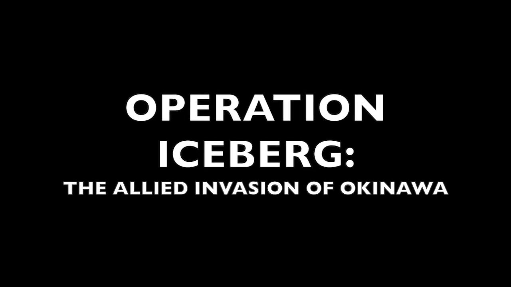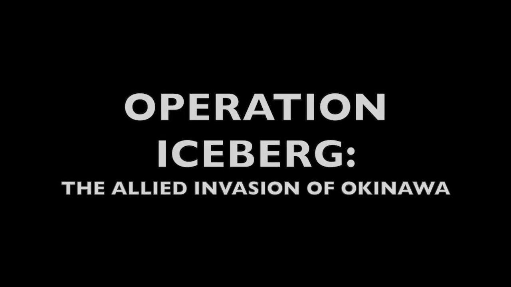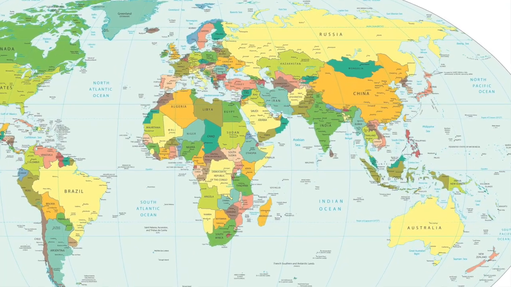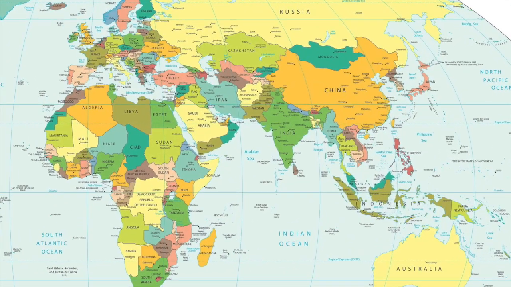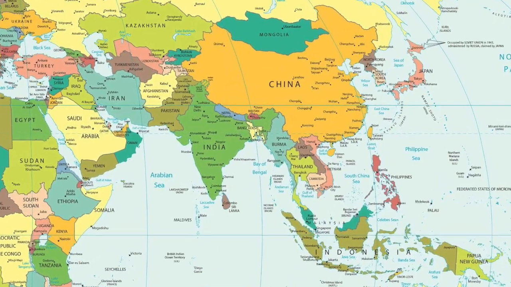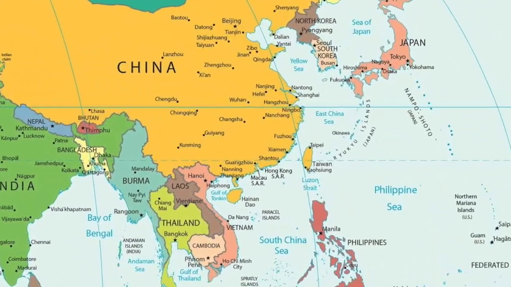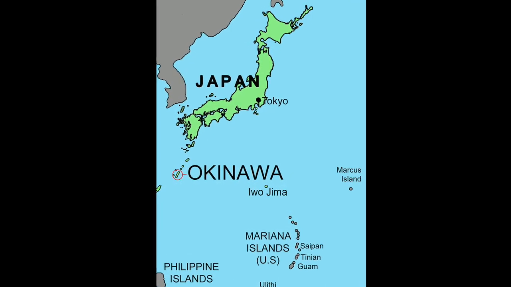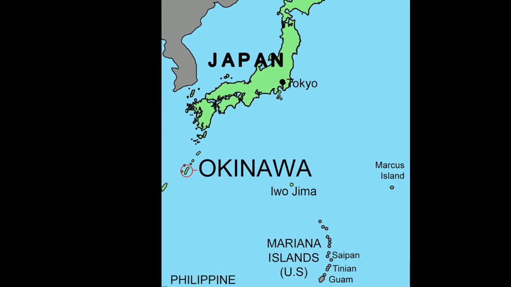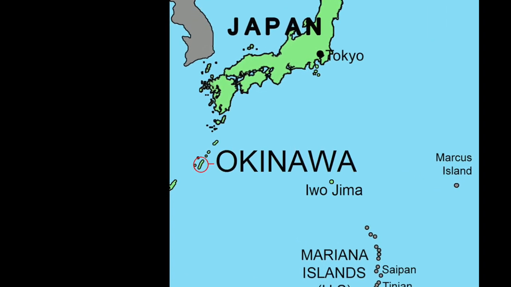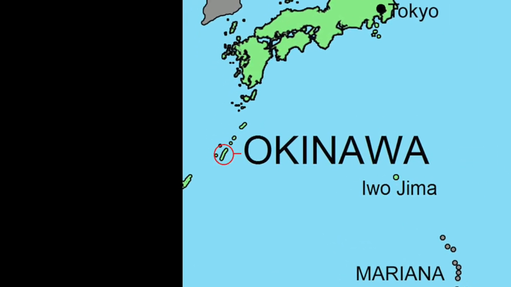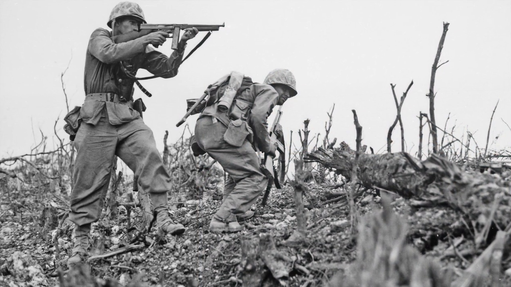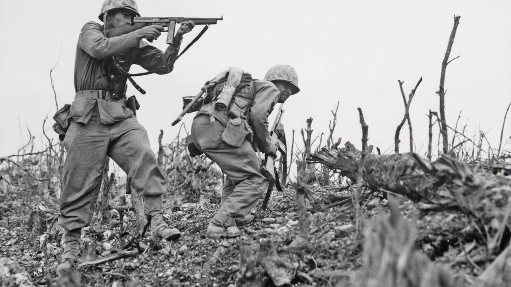Operation Iceberg. The Allied invasion of Okinawa. The Battle of Okinawa, fought from April 1 to June 22, 1945, was the last major battle of the Pacific Theater during the Second World War and one of the bloodiest confrontations of the conflict. This campaign was marked by immense human cost, both in terms of military casualties and civilian suffering. As the Allies sought to secure Okinawa as a staging ground for a potential invasion of Japan, the battle highlighted the brutal nature of modern warfare and the determination of the Japanese defense.